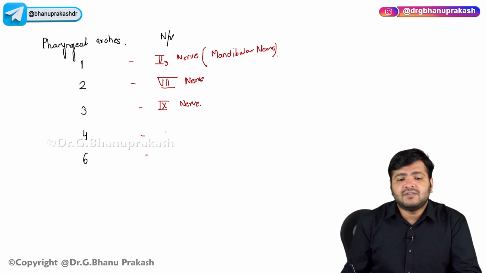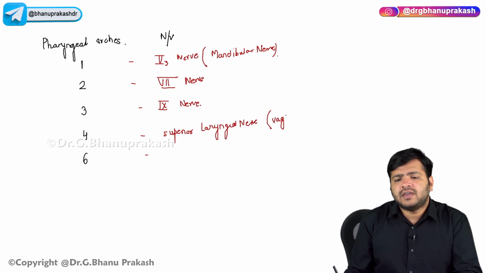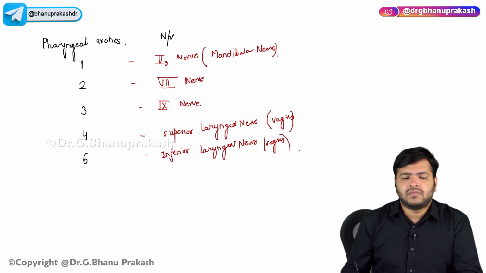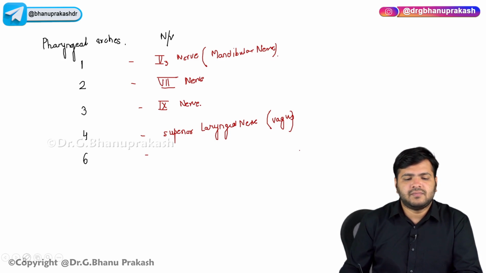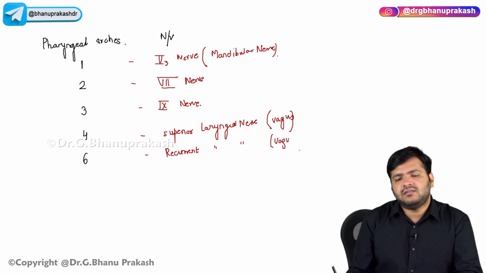The branch of the vagus nerve which is supplying the fourth arch is the superior laryngeal nerve, the branch of the vagus. And we have the inferior laryngeal nerve, that is also a part of the vagus nerve only. Repeating the last point again, we have the recurrent laryngeal nerve, that is a branch of the vagus nerve.